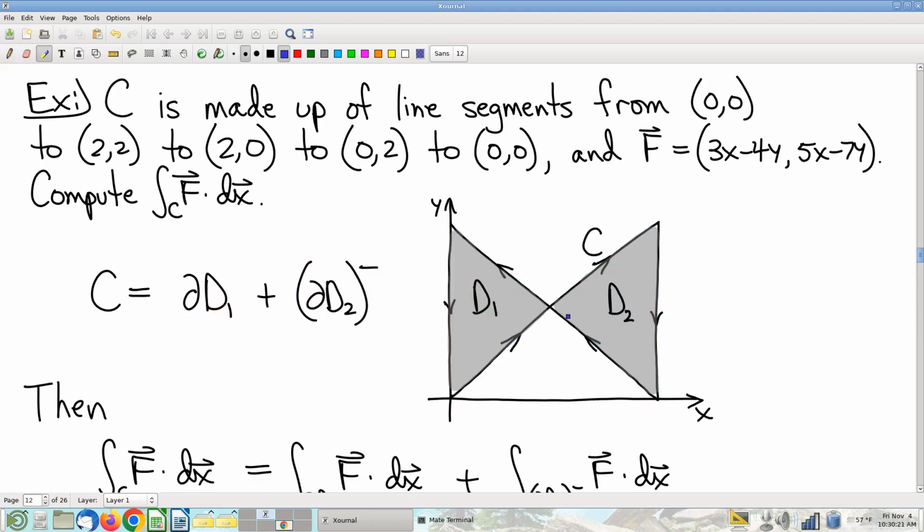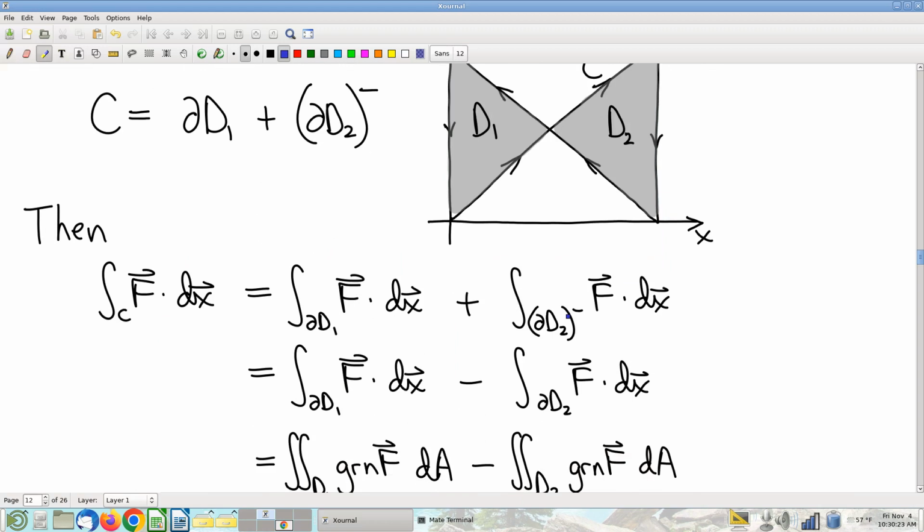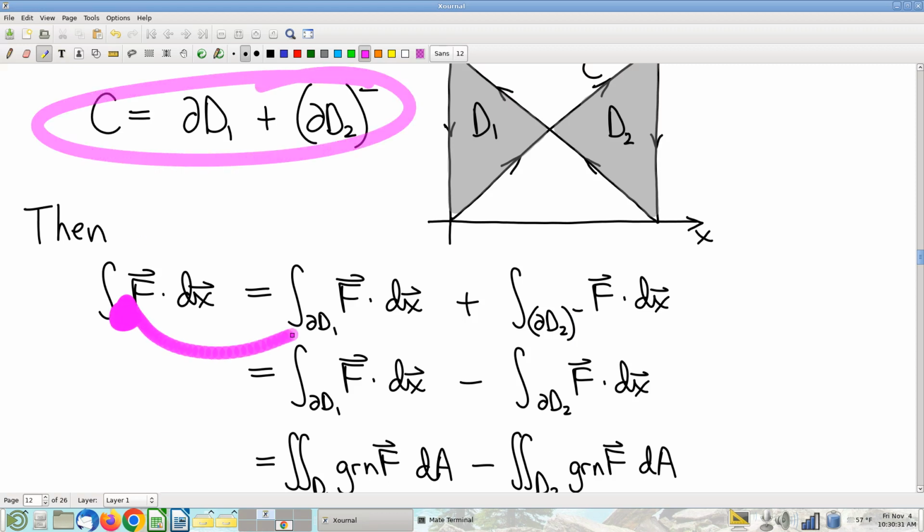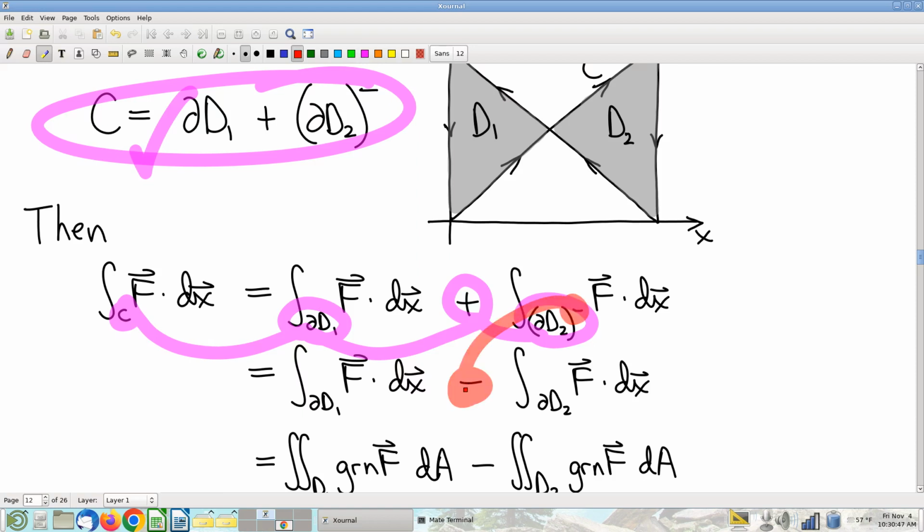Okay, so with that noted, here we go. We observe that our curve is the boundary of D1, and then also don't forget the opposite of the boundary of D2. That's just putting that in place. Then we observe that we get a minus sign, right? That being opposite orientation means that we just get a minus sign on the evaluation of that integral. Because when you go the backwards direction, you just get a minus sign.